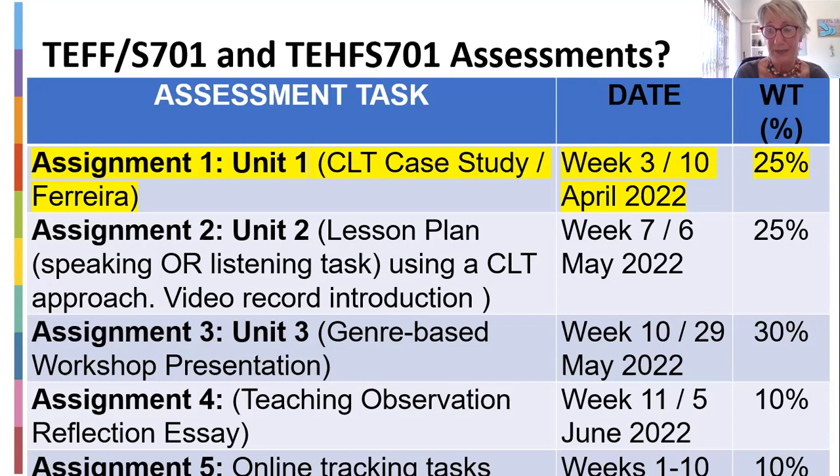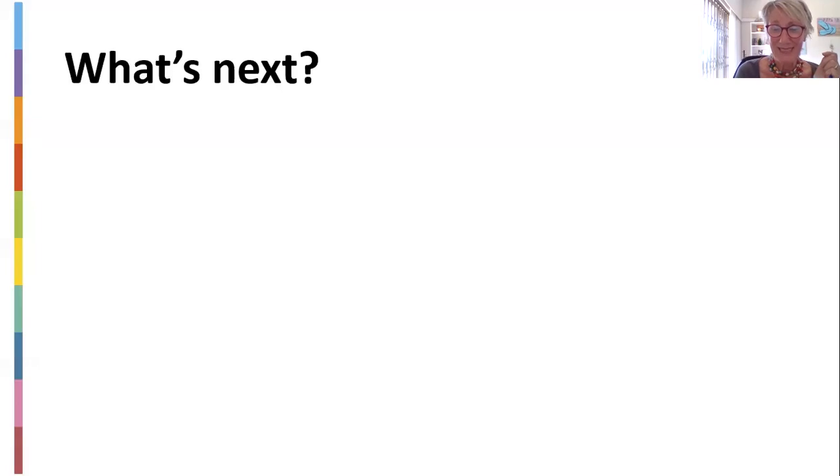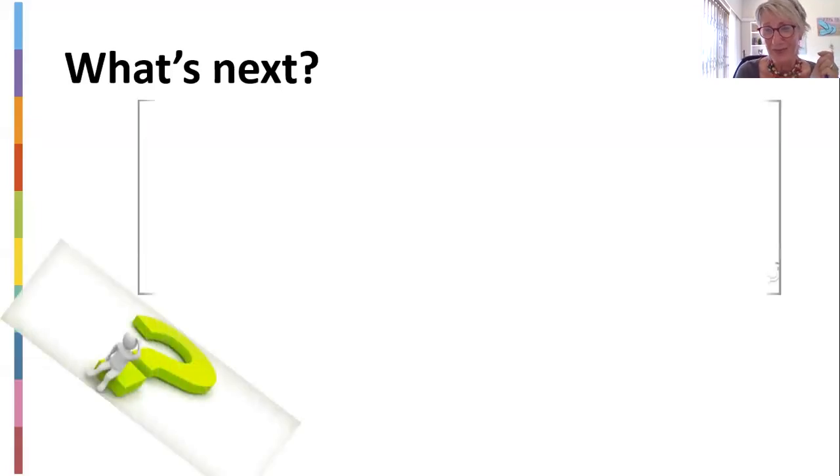If you've got a problem, you can let me know. It's only 10% of your mark. And assignment 5 is your participation mark, which is the 10 online tracking tasks, 1% each, that you're going to do this semester. That will also count a lovely 10%. Okay. So what's next? Yes, you don't know.